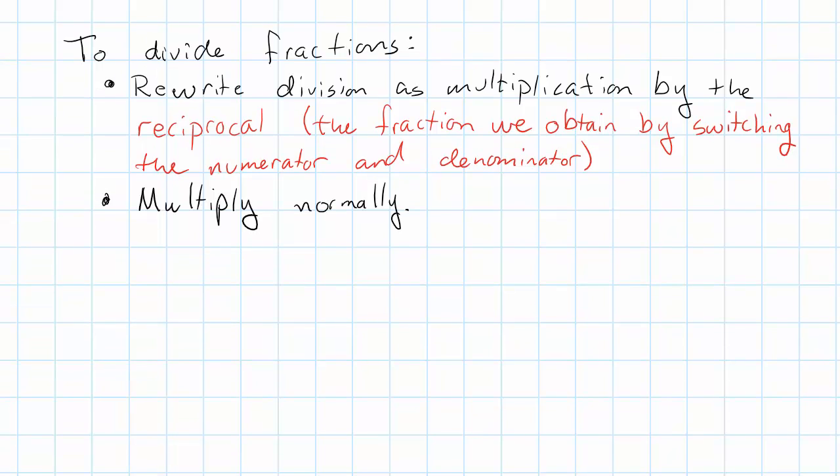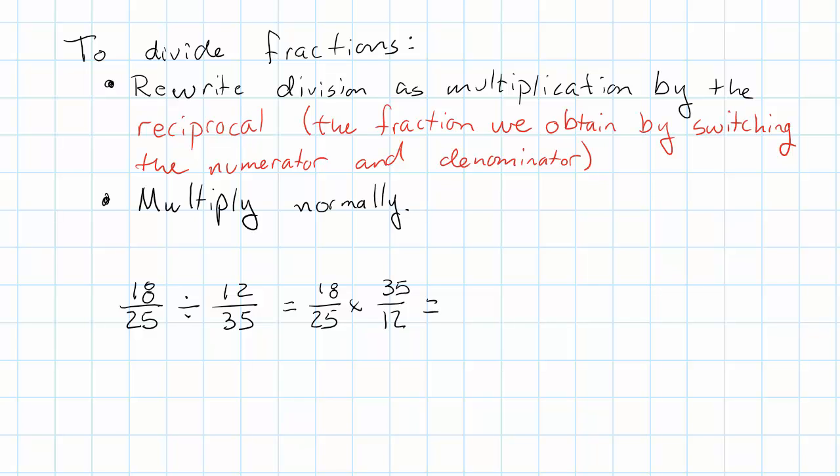So let's see an example without the tedious derivation. Right, let's divide 18/25 by 12/35. Our first step is to rewrite it as multiplication. 18/25 stays the same. 12/35 we rewrite as multiplication by the reciprocal. Instead of dividing by 12/35, we think of this as multiplying by 35/12.